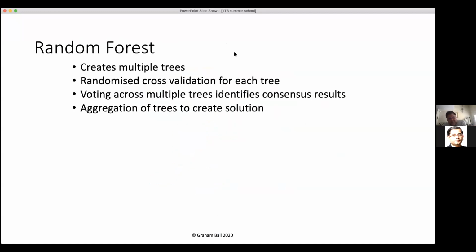So an extension of this is something called a random forest. And what do you have in a forest? Well, you have multiple trees. So a random forest mixes up the population, creating multiple trees. So it will take subsets of the population, mix them up, and then build a tree for each subset, and then cross-compare those trees. And then it allows effectively voting across those multiple trees to get a consensus of a result. And also it aggregates the trees together to create a solution.